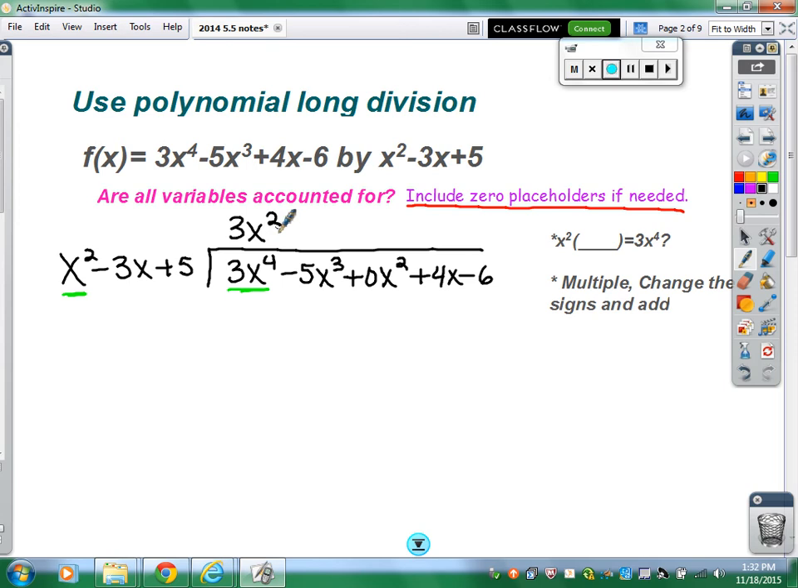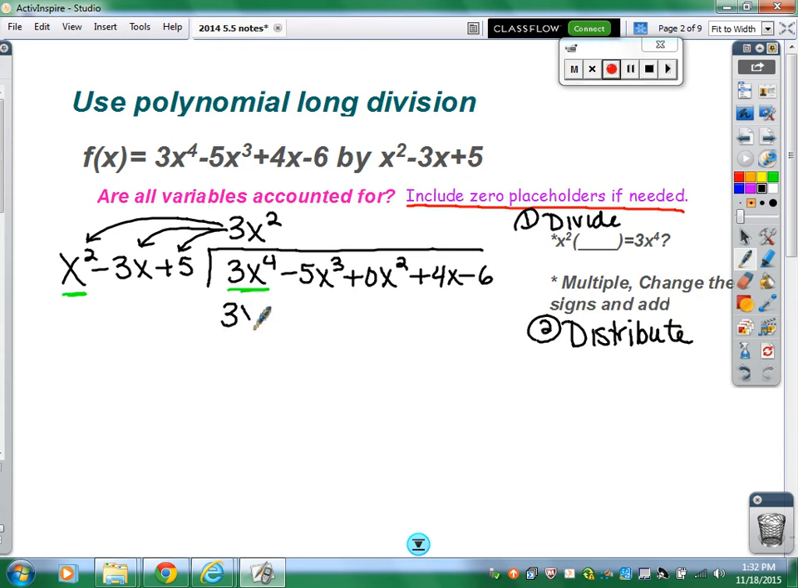Now what we're going to do with that 3x squared is we're going to distribute it on each of these terms. Okay? So our step number 1 was divide. And then step number 2 is going to be to distribute. Please, what I write down, you write down. Don't just write down the problems. Okay, we're multiplying. So we're going to get 3x to the fourth minus 9x to the third plus 15x squared.